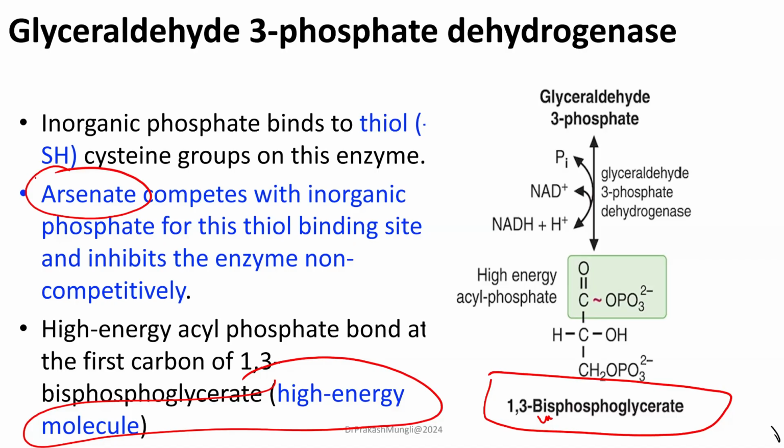Non-competitive. Just remember that way. Arsenate, lead, mercury, whatever heavy metal, if they have any inhibition on the enzyme, you just go for non-competitive. Okay, so with that, I have written already non-competitively just to make sure you know it.